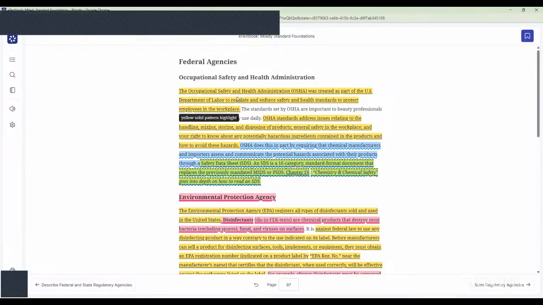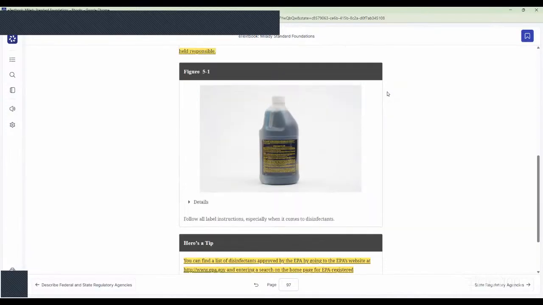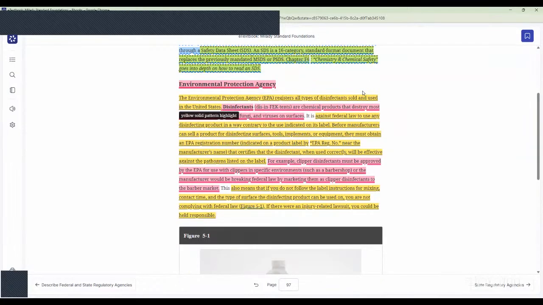So the yellow here, this page itself is going to be very important. And this is page 97. So if you can mark this down, page 97, it's going to take a closer read. It definitely is, okay? The EPA is Environmental Protection Agency. In yellow, it registers all types of disinfectants sold and used in the United States. Everything that you clean with must have an EPA number.